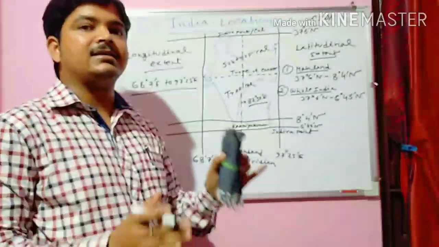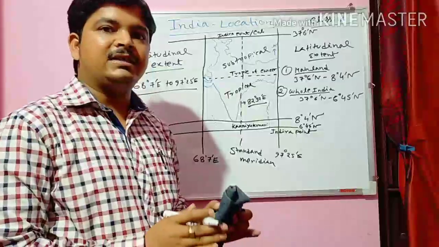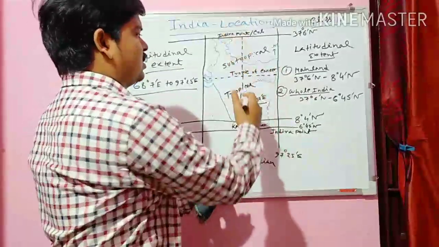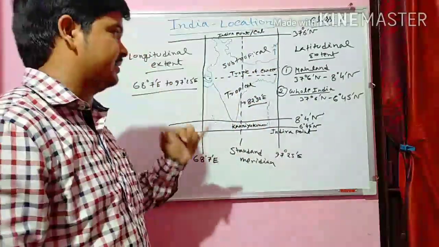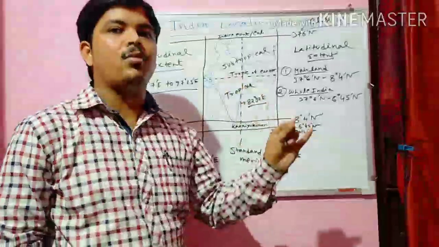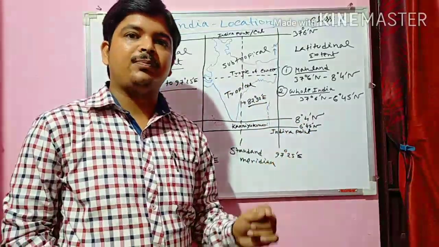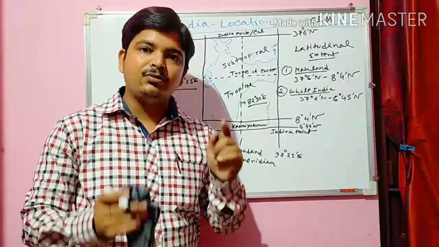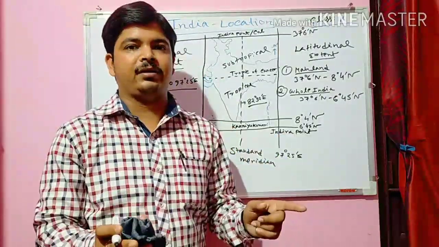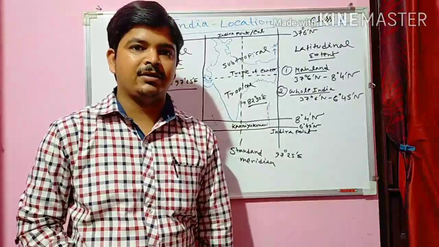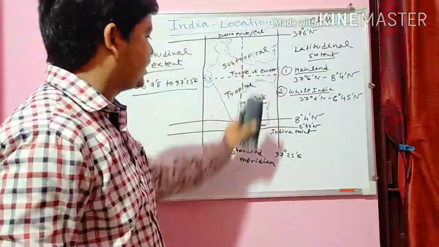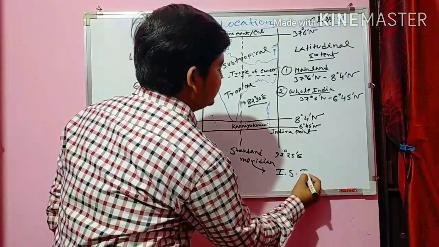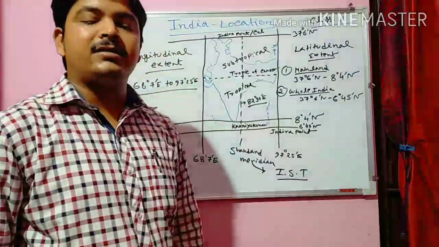So every line has its own time, but it is very difficult for our country, where there is a vast east to west and north to south extent. So in that case, we have to take one middlemost meridian, and from that middlemost meridian we will calculate the time, and that will be the time for the whole country, and that will be called the standard time. So that's why this is called the standard meridian, and from this meridian we calculate IST, Indian Standard Time.